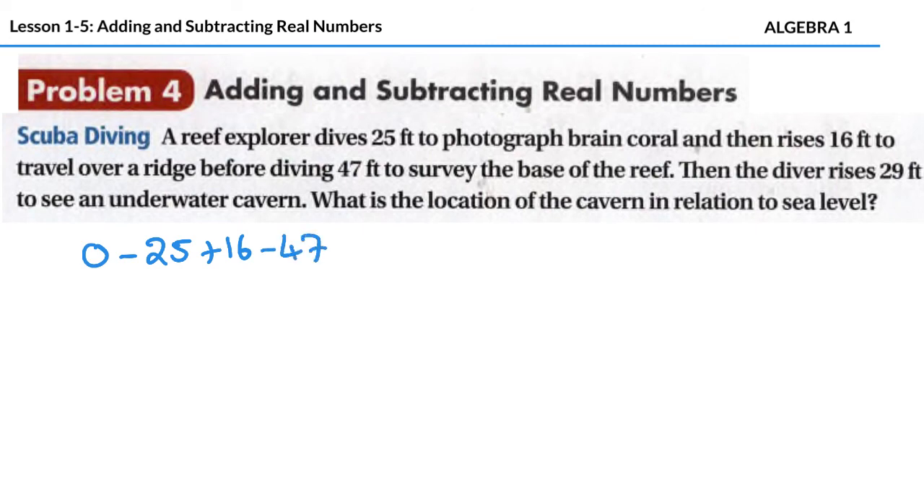Then the diver rises 29 feet to see an underwater cavern. He rises, so plus 29. What is the location of the cavern in relation to sea level? And now you know how to add and subtract these real numbers. So when you add and subtract these real numbers, the answer you get is negative 27. So the cavern is at negative 27 feet in relation to sea level. So that is the understanding of adding real numbers.